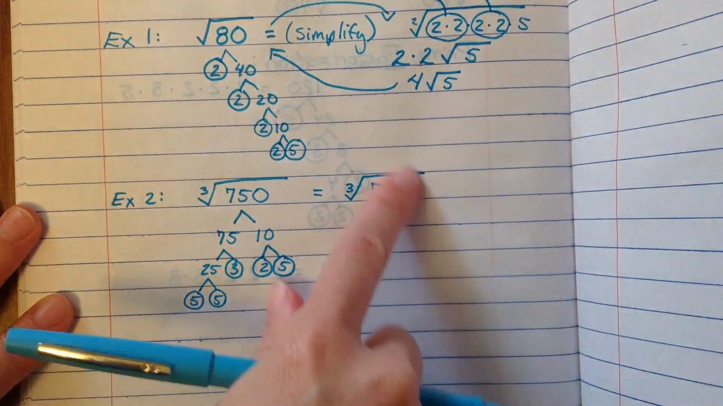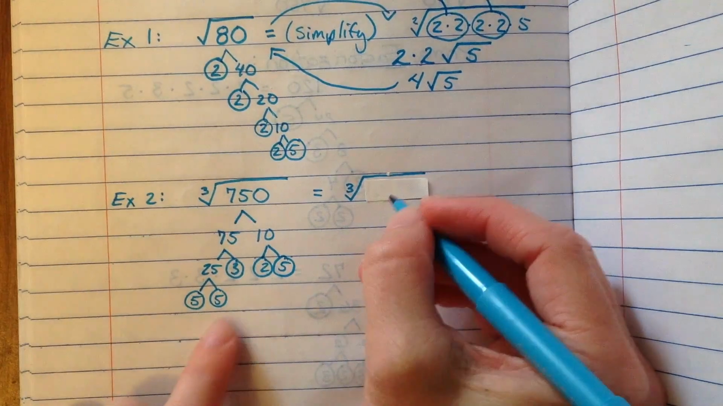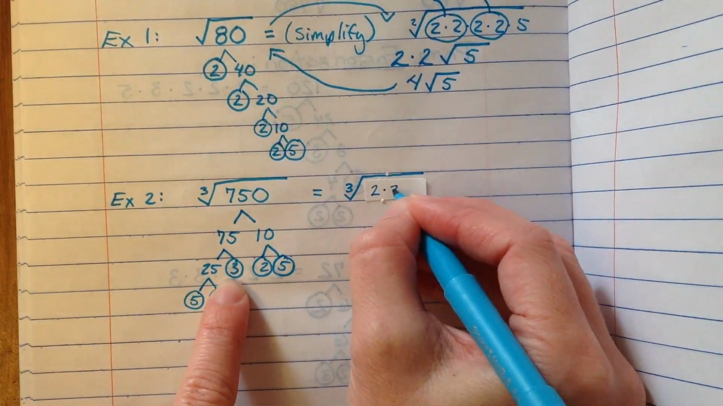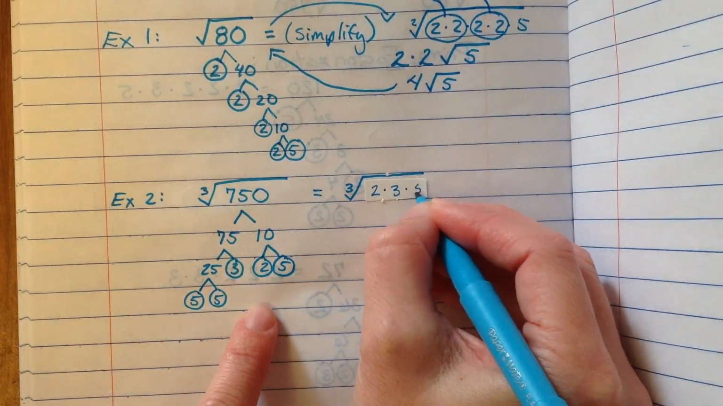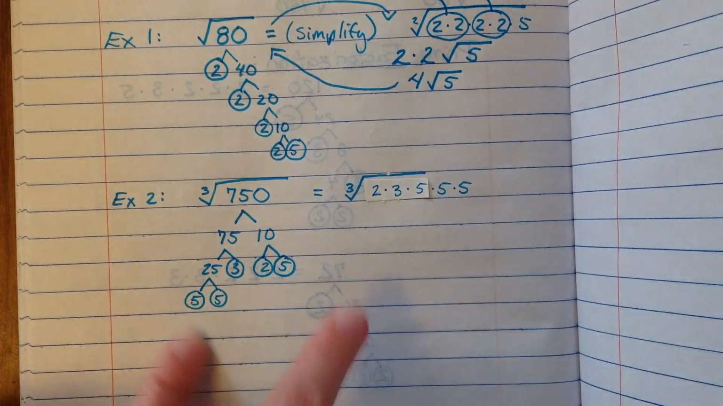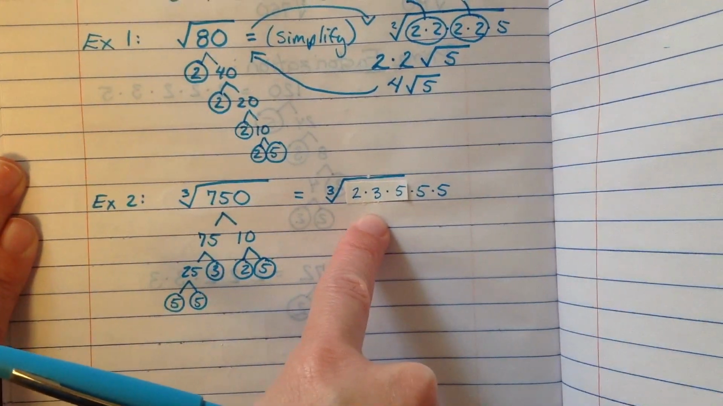Why did I write that? I need to wipe that out. So that's going to be the cube root of, and again I'm going to put them in order, 2 times 3 times 5 times 5 times 5. And so that is my prime factorization written out inside the cube root.